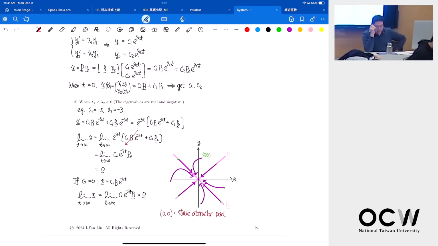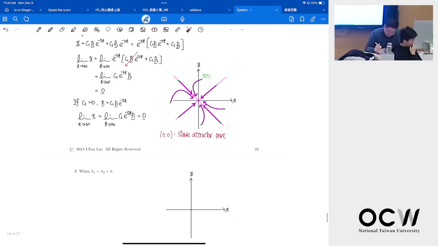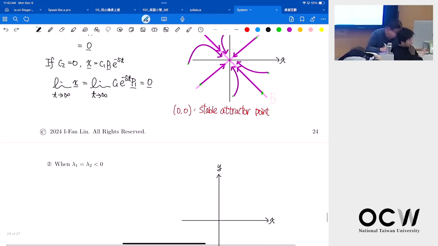This is based on two different eigenvalues, and they are real and negative. What if they are repeated and also negative? That'll be the next one. If they are repeated, say they are all minus 3, for example, lambda 1 equals lambda 2 equals minus 3.